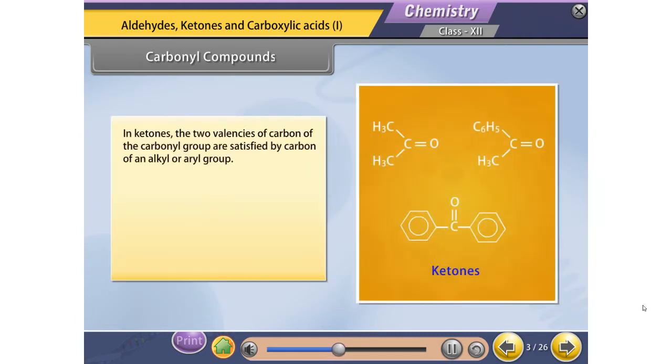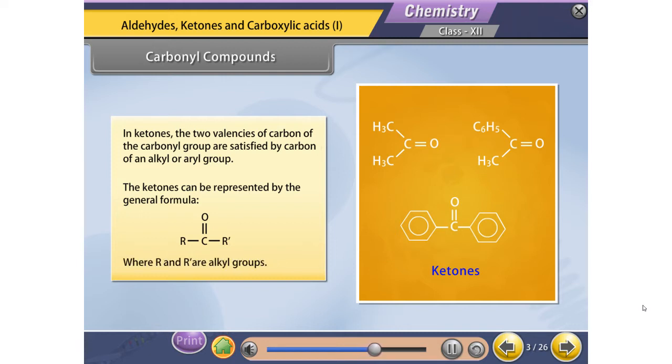In ketones, the two valencies of the carbon of the carbonyl group are satisfied by the carbon of an alkyl or aryl group. The ketones can be represented by the general formula RCOR', where R and R' are alkyl groups.